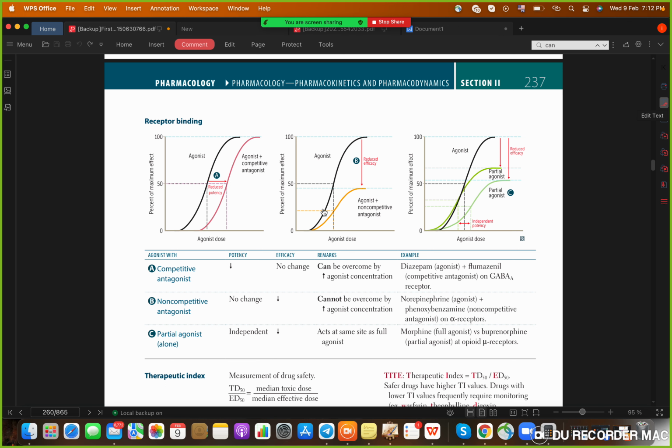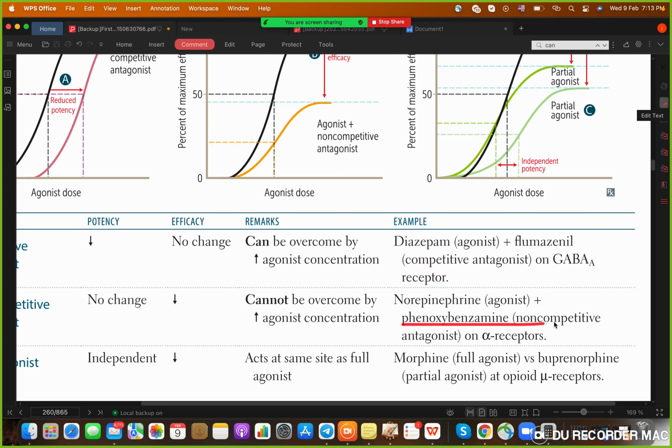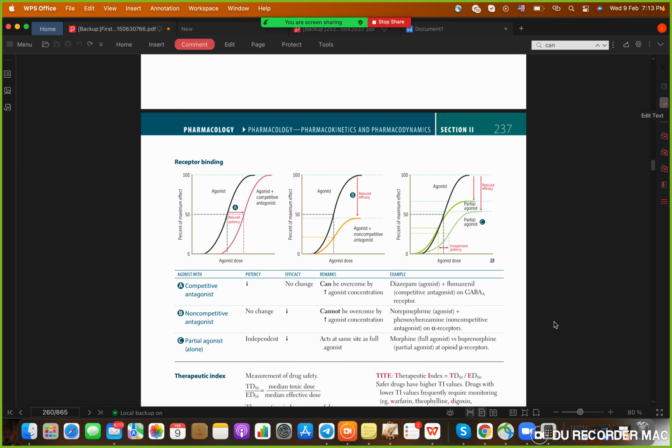Well, what about the other receptors? Did the drug destroy all of the receptors? Not really. So if a drug works on them, can it work? Yes. That's why the potency is untouched. Okay, an example of this is norepinephrine, which is an agonist, and also a drug called phenoxybenzamine, which is used in pheochromocytoma. It's a non-competitive antagonist on the alpha receptor.